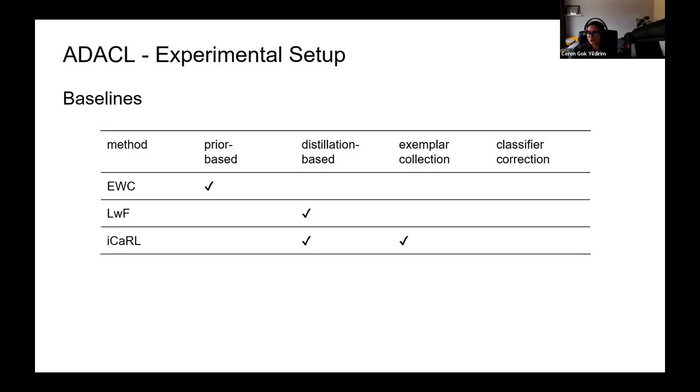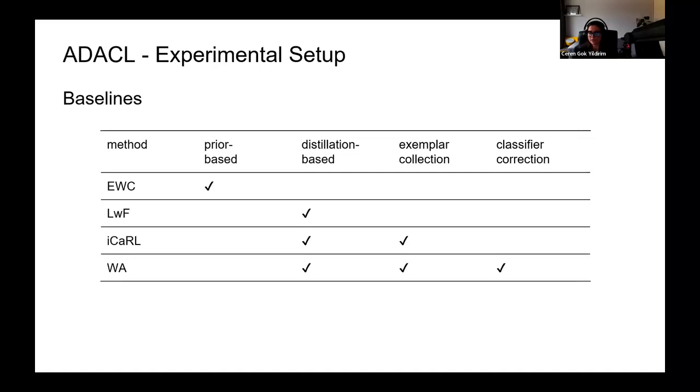iCaRL leverages stored exemplars from past tasks to mitigate catastrophic forgetting and improve task-specific learning. And weight alignment is a classifier correction method that adjusts the weights of the neural network, specifically focusing on the classifier layer. Its aim is to prevent bias or imbalance in the classifier by appropriately aligning the weights, ensuring fair and accurate predictions across different classes or tasks.